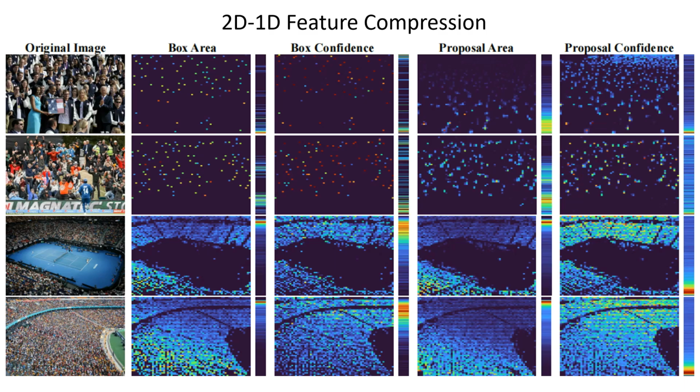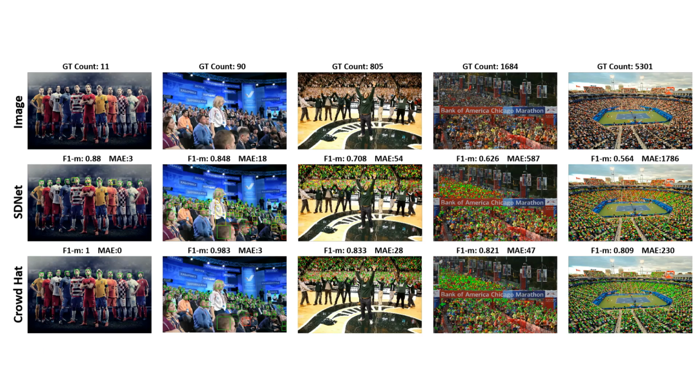Our approach uses a mixed 2D, 1D compression technique and region-adaptive NMS thresholds to address the major limitations of detection-based methods. And we evaluated our method on various crowd analysis tasks and achieved state-of-the-art performance on several benchmark datasets. We believe that CrowdHat has great potential for practical applications in real-world scenarios.